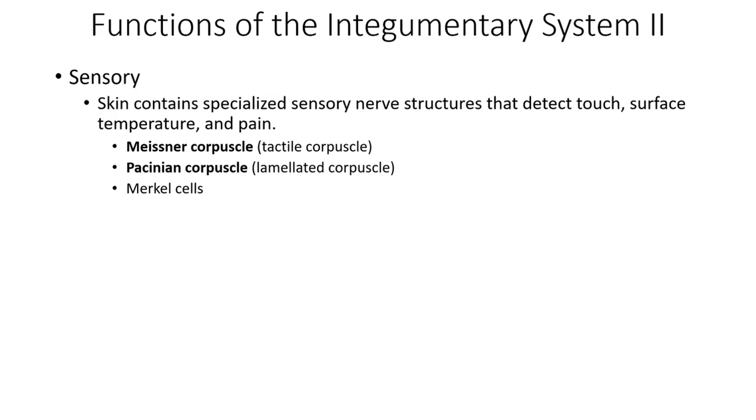All right, our next function of the integumentary system is sensory. So as we've seen already, the skin contains a lot of specialized sensory nerve structures to detect different types of touch, as well as surface temperature and pain. So those Meissner's corpuscles, these are for touch, so tactile means touch, so that's helping detect that. Pacinian corpuscles, these are going to respond to vibrations.